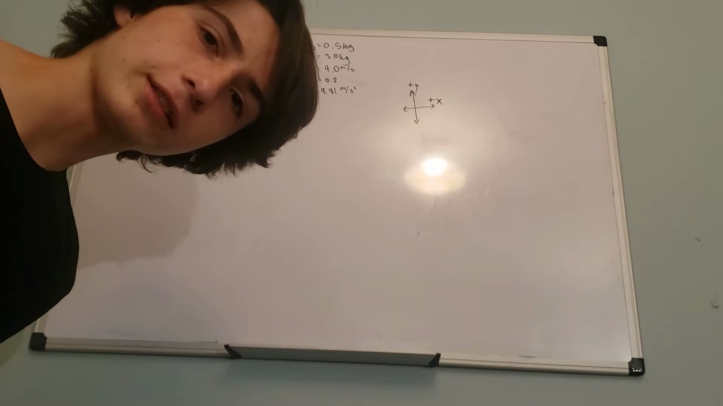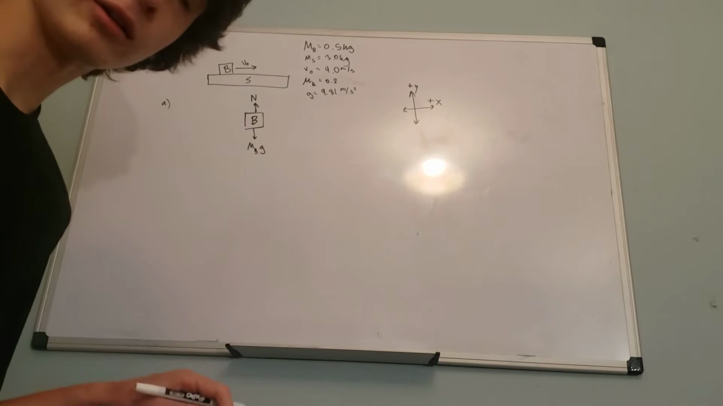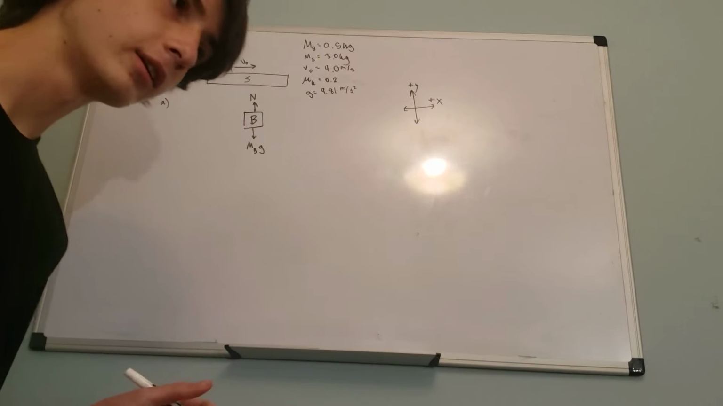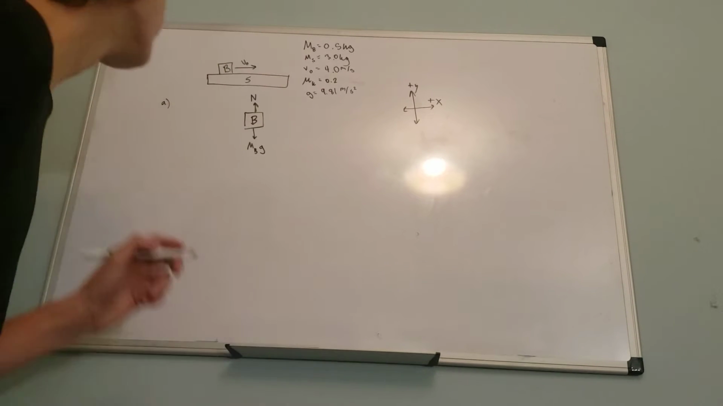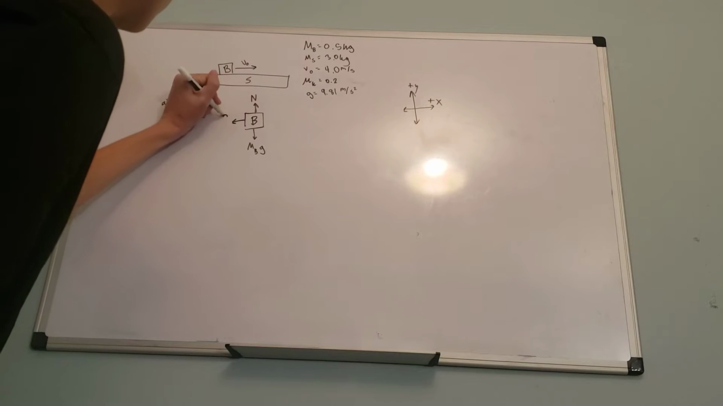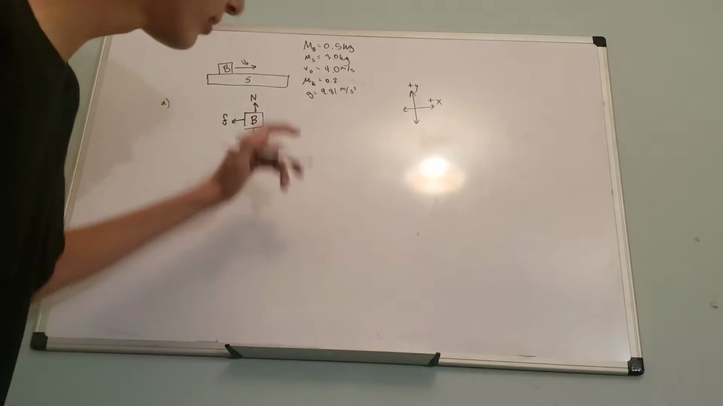Okay, and then the last force on the block is the force of friction as it moves to the right, or in the positive x direction along the slab. So if it's moving in the positive x direction, the force of friction must go in the negative x direction. Alright, so those are all the forces acting on the block. So now the slab.